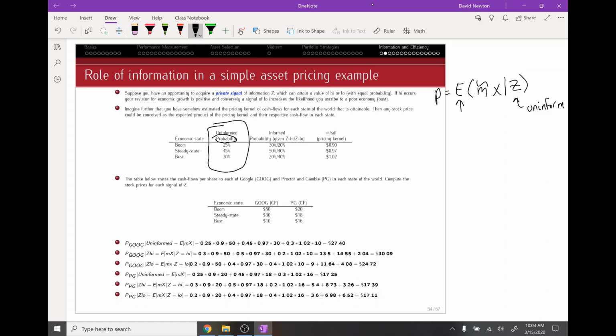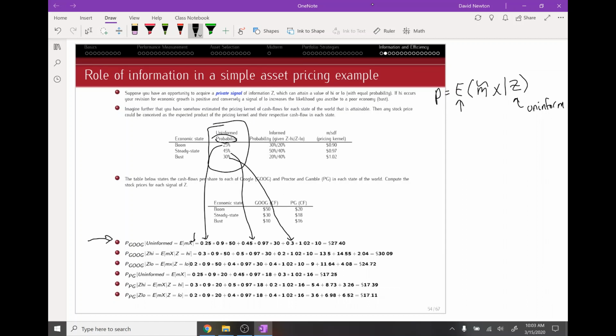All right, so here let's start with us pricing Google uninformed. And so you'll notice that there's no Z tilde here, no conditional Z information. And so we're going to take the expectation. So these are the probabilities. 25% comes here. The probability here is 45%. And this probability of 30% comes here.